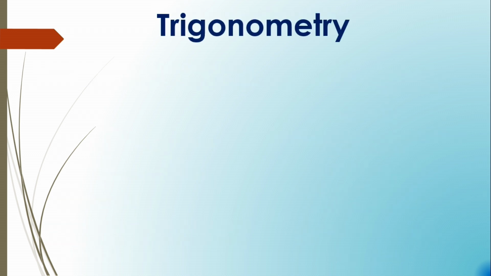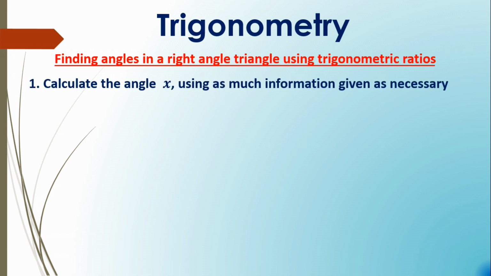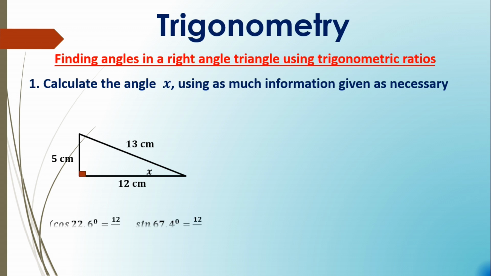Dear students, now I'm going to show you how to find angles in a right angle triangle using trigonometric ratios. In this first example, you are asked to calculate the angle X using as much information given as necessary. So in this triangle, you are asked to find the value of the angle X. You are given that the hypotenuse is 13 centimeters, the adjacent is 12 centimeters, and the opposite is 5 centimeters.